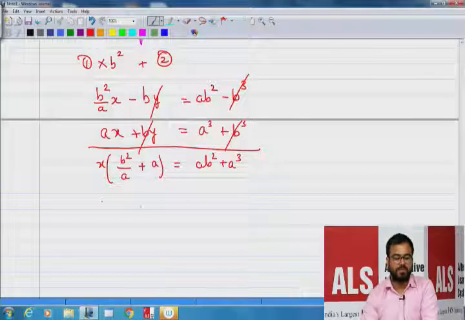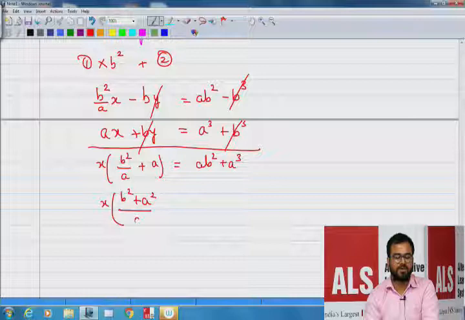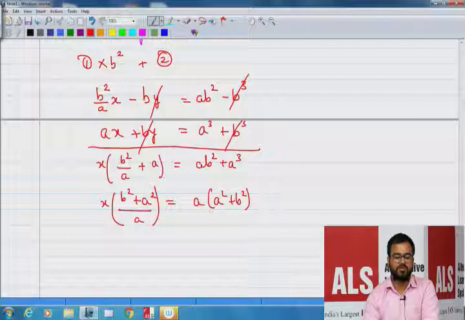Now we can simplify this one. This will become a b square plus a square over a, and taking a as common, it will be a square plus b square. This a square plus b square will get cancelled out, and this a when multiplied over here, we will get x is equal to a square.